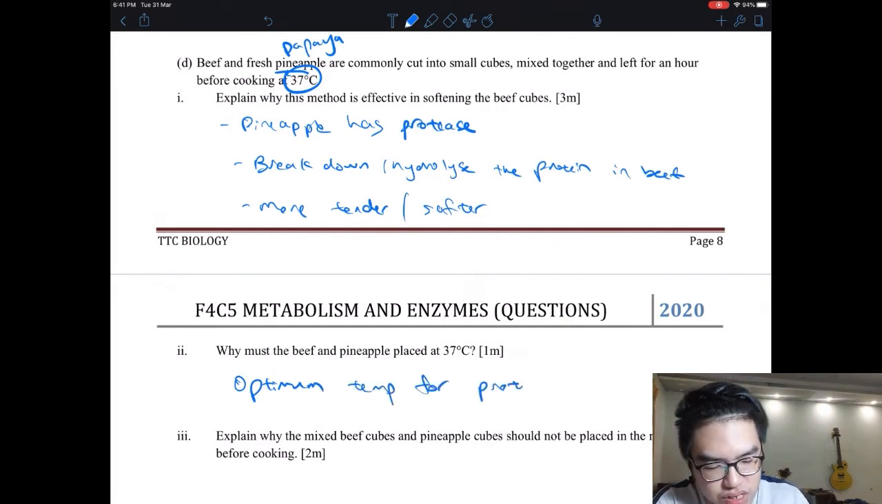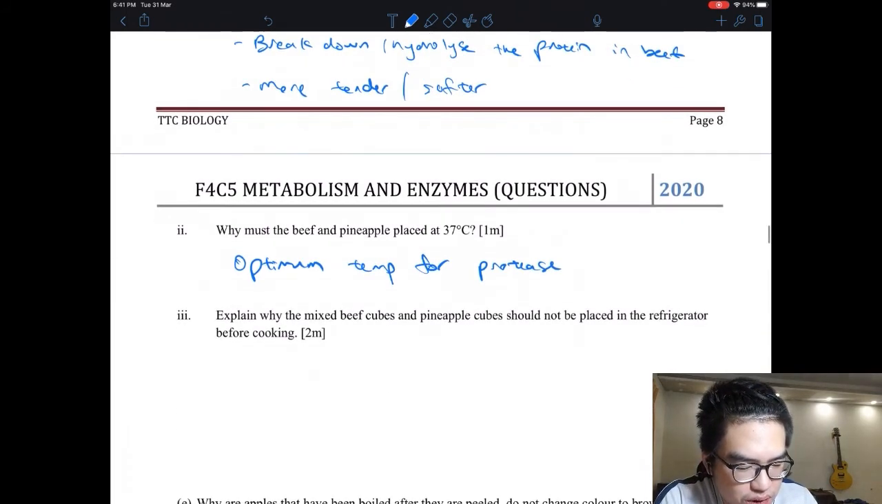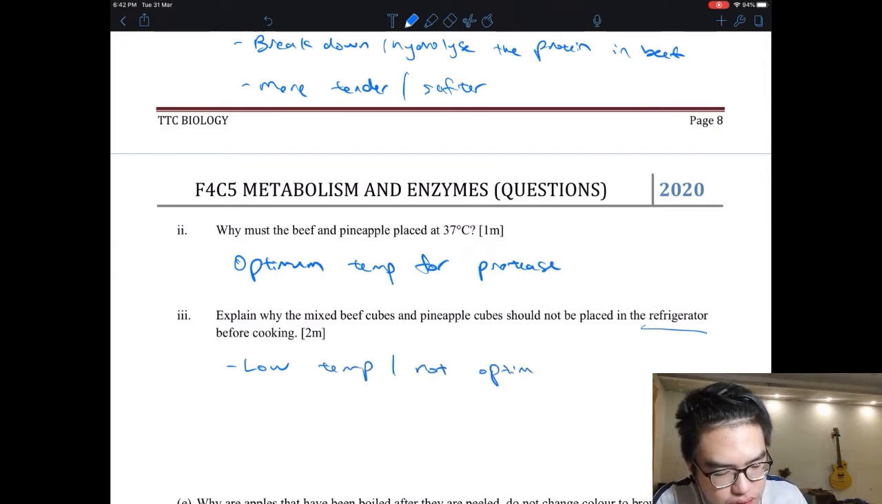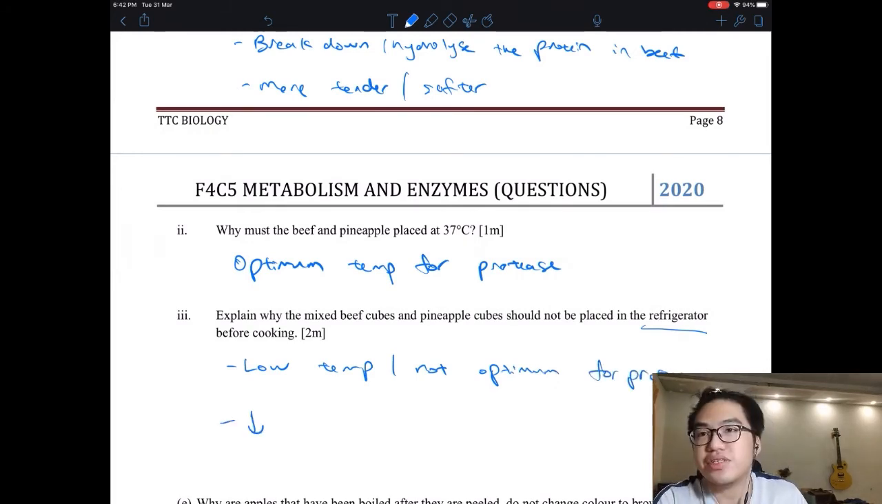Number 3, explain why mixed beef cube and pineapple should not be placed in the refrigerator. When I marinate stuff, why don't I place it in the refrigerator? Because the refrigerator has low temperature, which is not optimum for protease. So not optimal, what happens? It will have a lower rate of reaction.